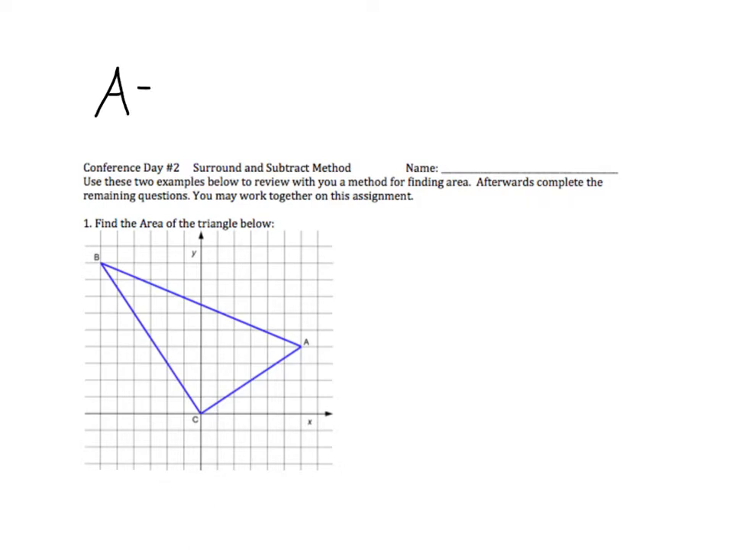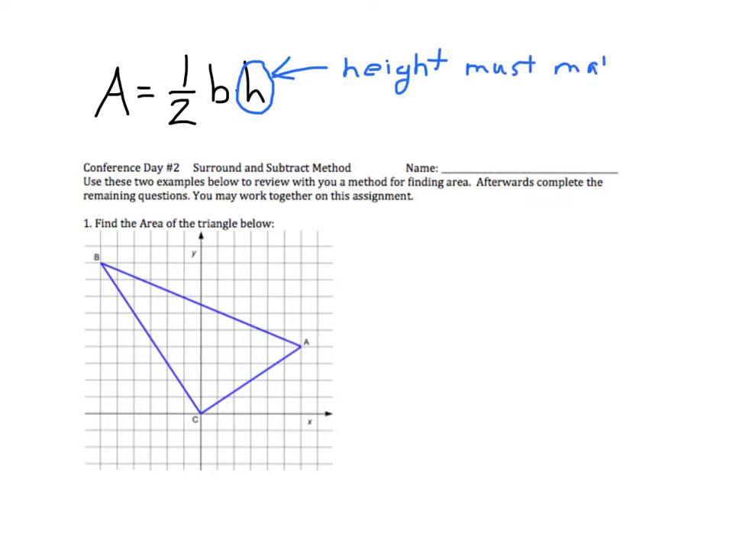The quickest route sometimes can be to find the base and the height and to use the famous formula, area equals 1/2 base times height. The only thing is, bases and heights have to be perpendicular to each other. So the height of a triangle, or the height of any shape, must be perpendicular, or must make 90 degrees with the base. So we're not allowed to use that formula unless we have the right ingredients.